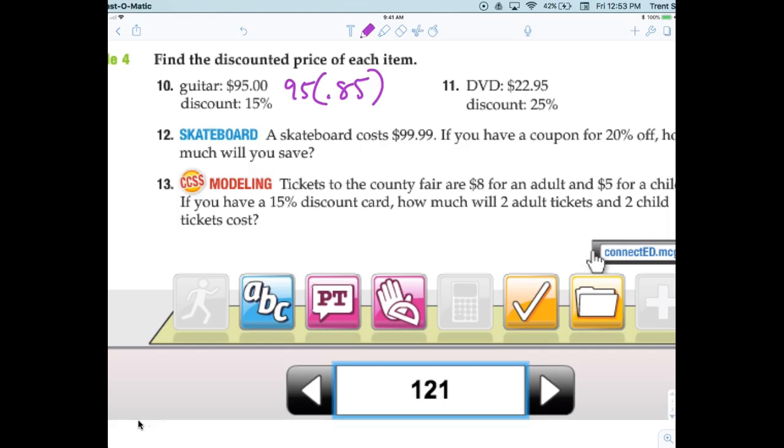Does everybody agree with this? So someone tell me what that is. $80.75. You got this? Tell me again. $80.75. Beautiful.